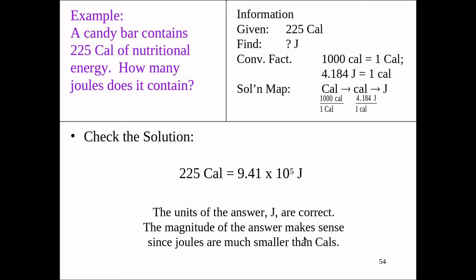This magnitude of the answer makes sense because the joules are much smaller than the calories, right? So what we needed to make sure of here: a little c calorie is bigger than a joule, and a big C calorie is bigger than a little c calorie. This number ultimately needed to be larger than this number. If we had gotten a smaller number than 225, we know we would have made a mistake somewhere along the way when we were making these conversions.